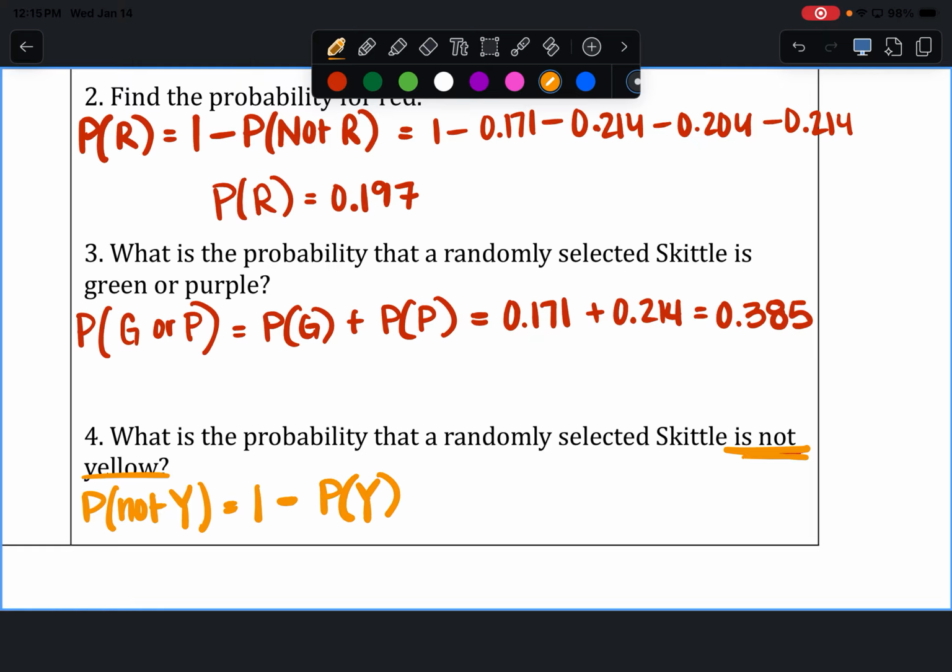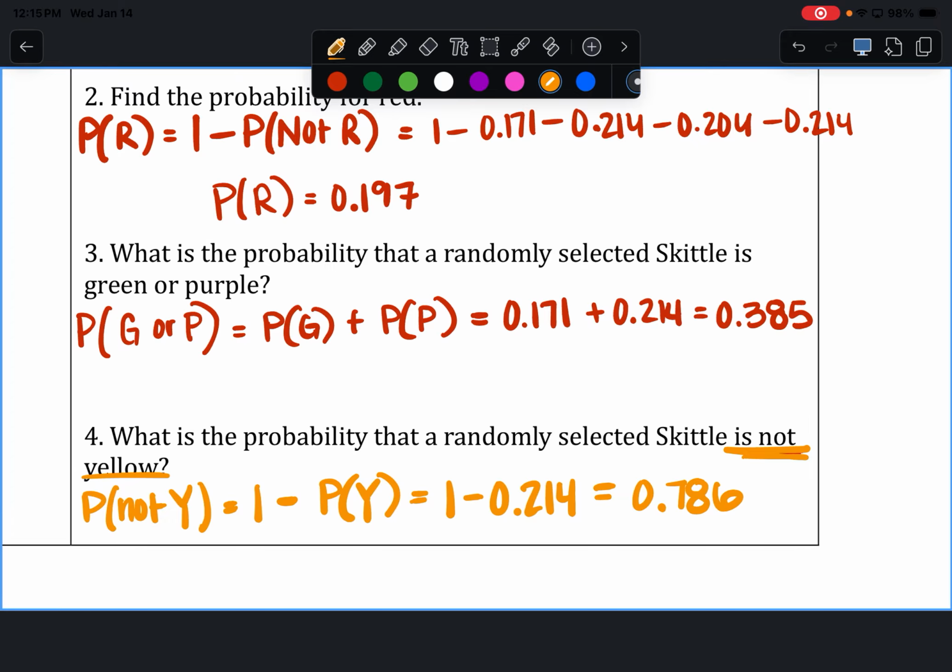That it is yellow. And what is the probability that it's yellow? Okay, so what is the probability that it's not yellow? 7, 8. What was the last one? 6. So you have a 78.6% chance of not selecting a yellow Skittle.